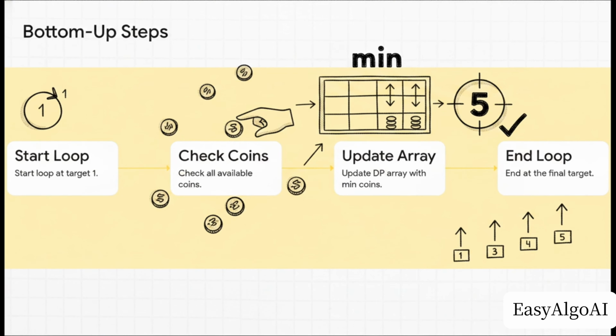Step 1, we start a loop at target 1. Step 2, we check all our available coins to see which ones fit. Step 3, we update our DP array with the minimum coins needed for that specific target. And we do this by relying on the answers for the smaller targets we literally just solved moments ago. And finally, step 4, we keep repeating this until we hit our final target of 5. We solve for 1, then 2, then 3, then 4, and finally 5. We build on our previous answers every single step of the way.